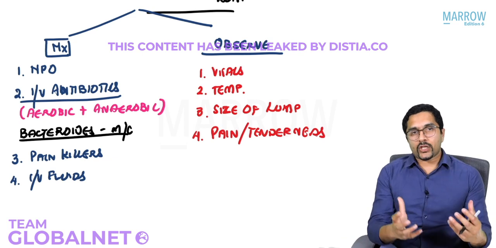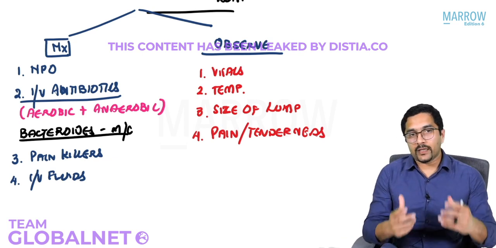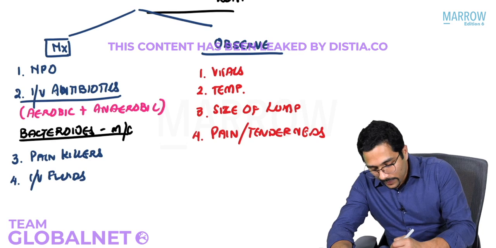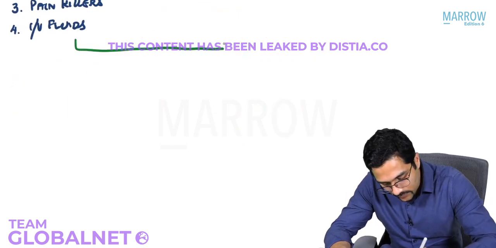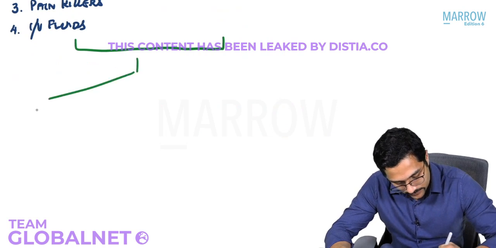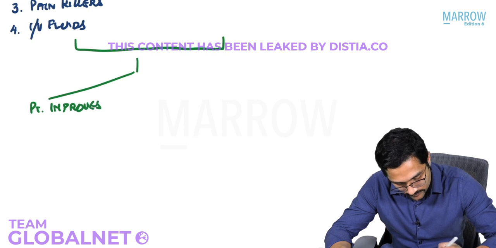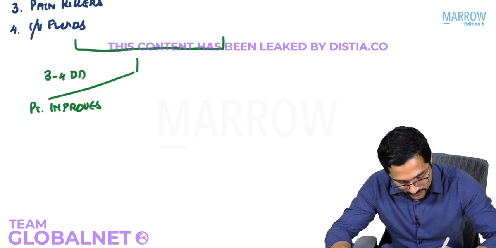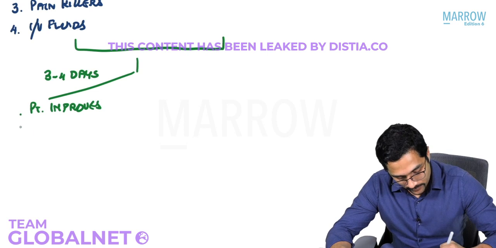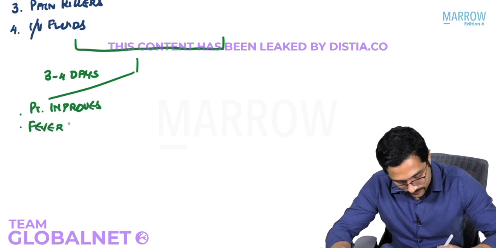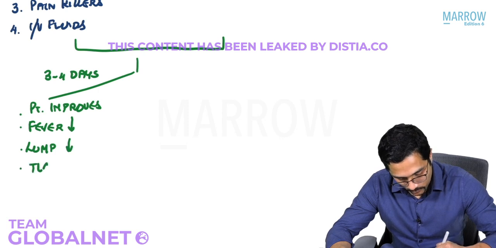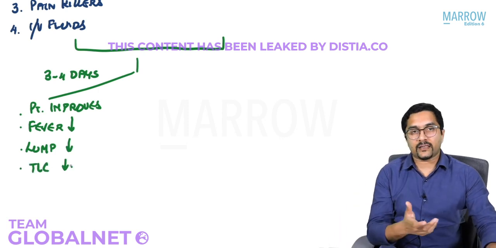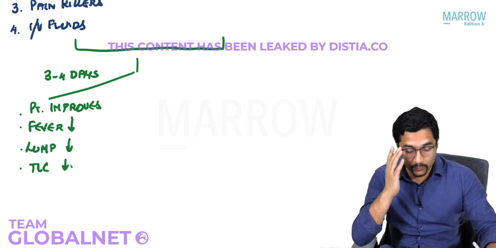Now, when we put a patient of an appendicular lump on this expectant management, there can be two outcomes. Outcome number one, in majority of the cases, is that the patient improves. In 3 to 4 days, the patient is going to improve. Fever settles down. Lump settles down. TLC, total leukocyte count, settles down. So this is another thing which we monitor. We also monitor the WBC count.